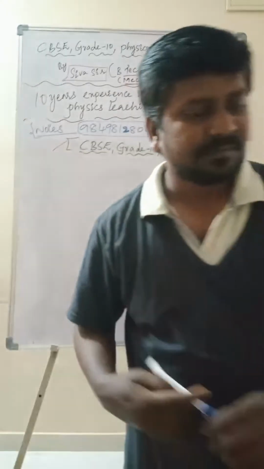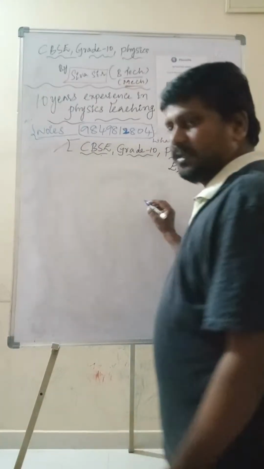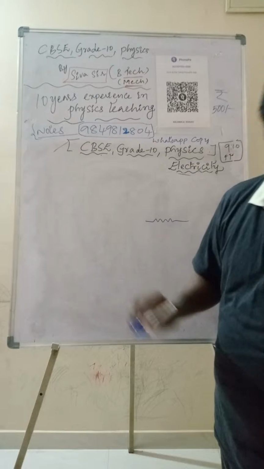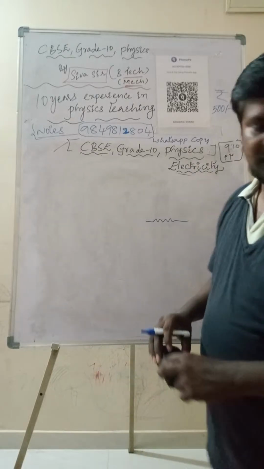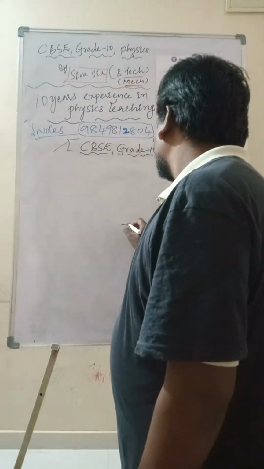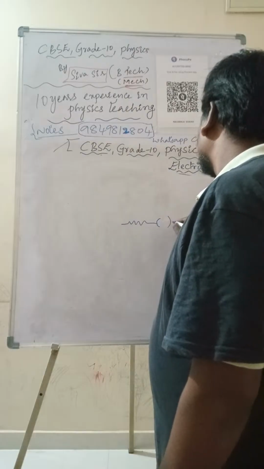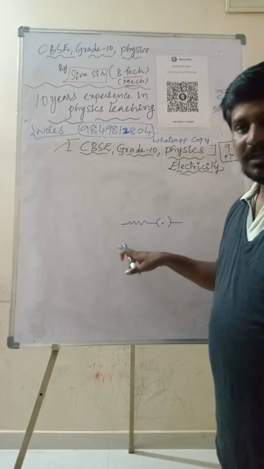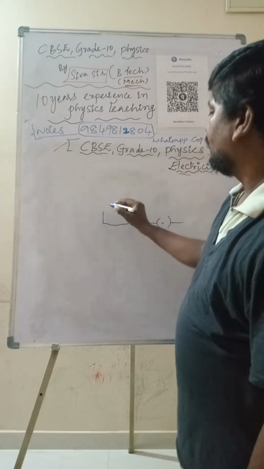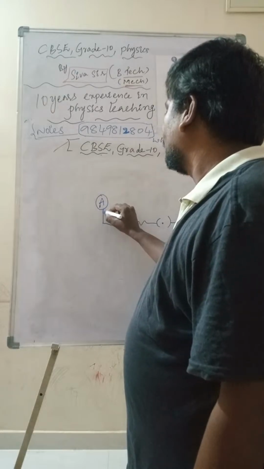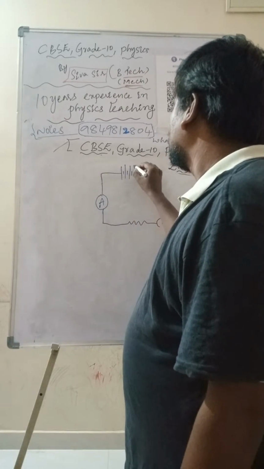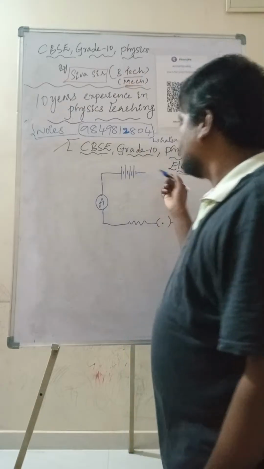So I'm considering this resistor, and here I am considering the switch, a closed switch. Here an ammeter we can connect. And here I am considering cells: 1, 2, 3, 4. So 4 cells I am taking.